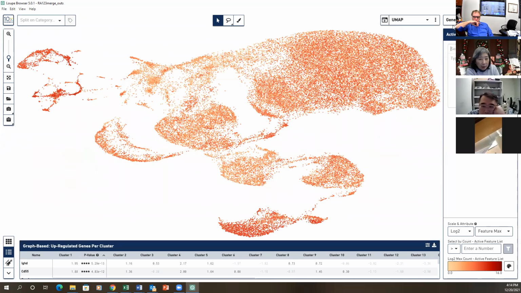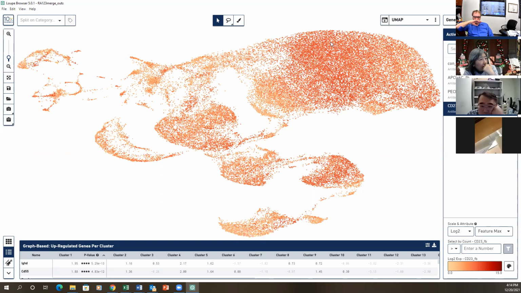We see the entire cell population. I think CD23 is going to be it. Yeah, CD23, CD21, they work very well too. If you use CD23 and CD21, like in a FACS plot, you can see the marginal zone cells.